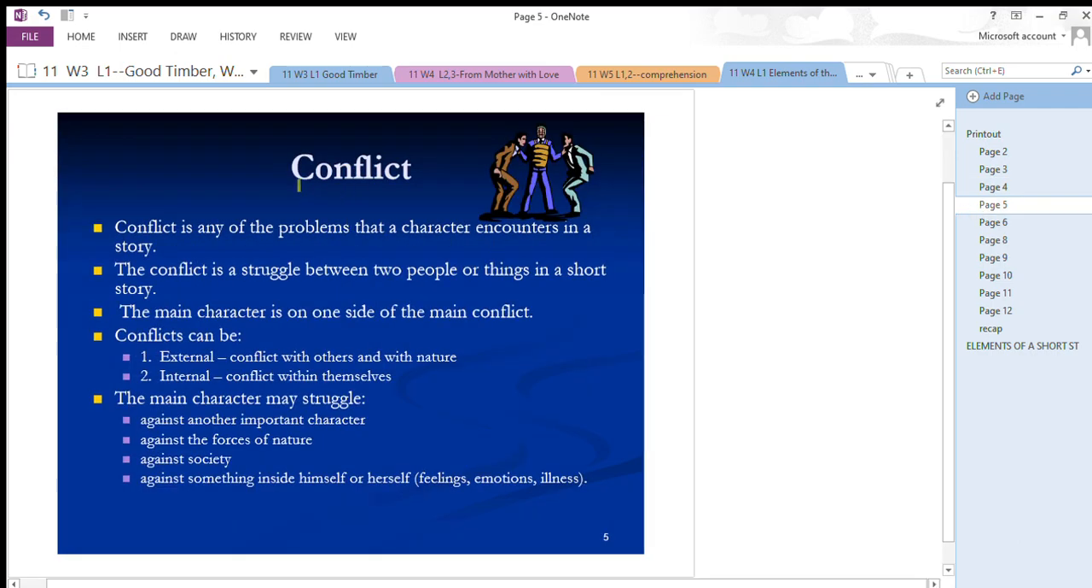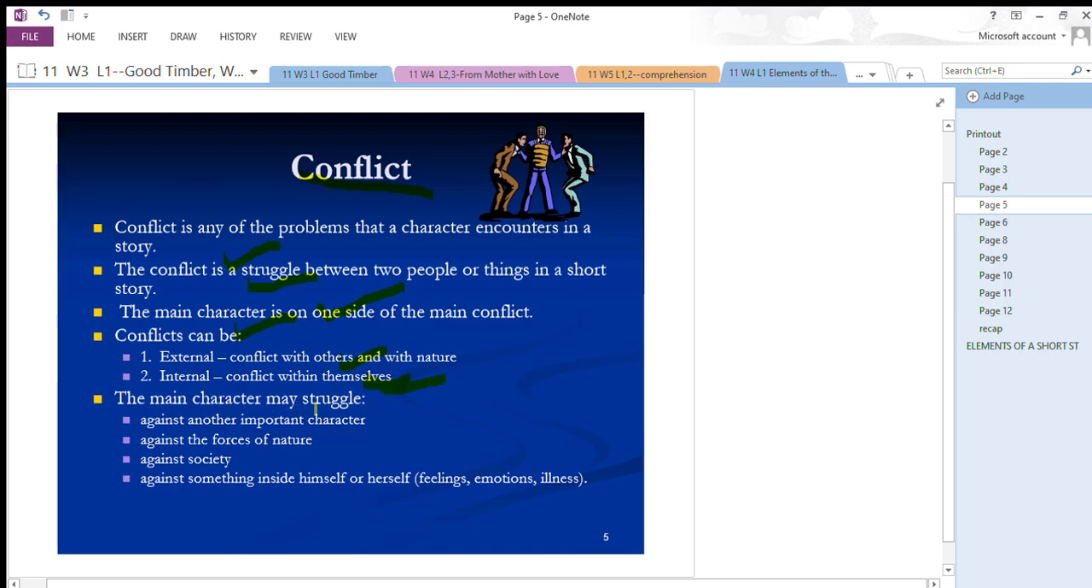Next is the conflict. Now what is conflict? Conflict is any of the problems that a character encounters in a story. The conflict is a struggle between two people or things in a short story, and the main character is on one side of the main conflict. Now the conflict, or the issue, can be external. External means conflict with others and with nature. Internal is conflict within themselves. When the conflict is internal, it means the writer is talking about the problem of the character, where he is fighting with himself or his own personality traits, or with other characters in the story.